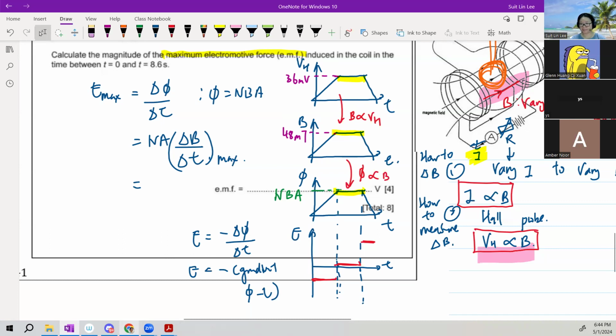All right. Let me know if there's any follow-up questions. We continue. Let me find more questions about magnetic flux.